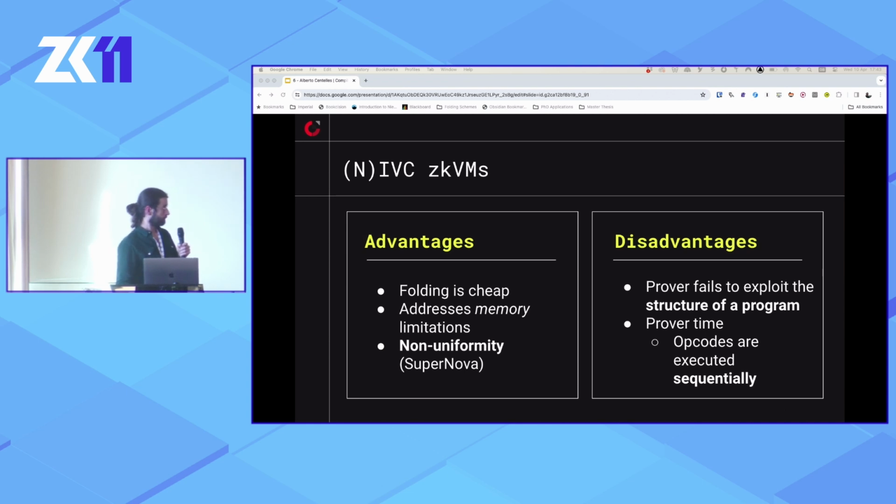The disadvantage is, and this is where we're going to focus on, since it's almost the beginning of the exploration of what can be done, that we are still not exploiting the structure of a program. And in these constructions, the opcodes are executed sequentially. So that means that there's some overhead for the prover, and the prover time is generally worse than naively compiling, or directly compiling, to a circuit.